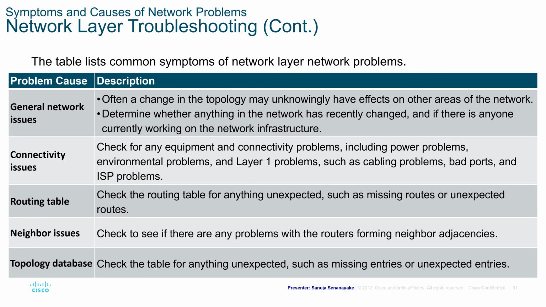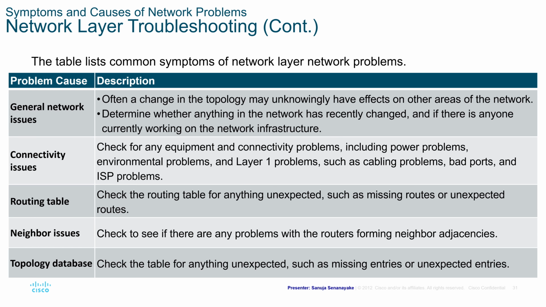Routing table. You should check the routing table for anything unexpected, such as missing routes or unexpected routes, because that will tell you where to troubleshoot. That will give you some starting points sometimes. The routing table is not always necessarily going to give you the problem and the solution, but at least it will point you in the direction of figuring out a solution, right?